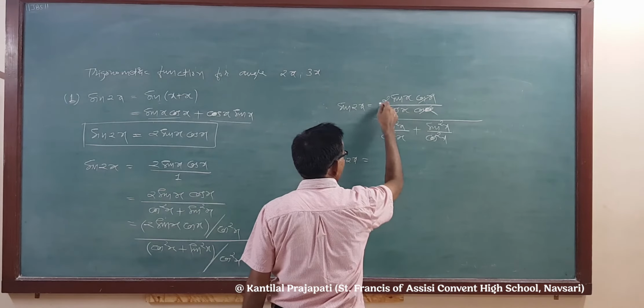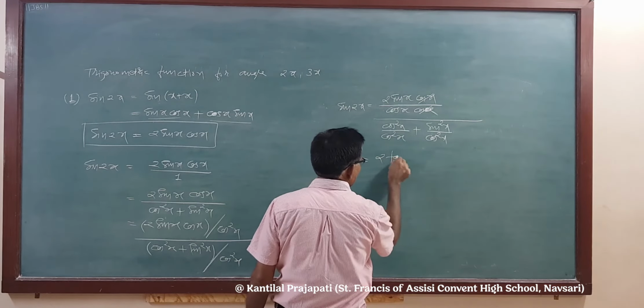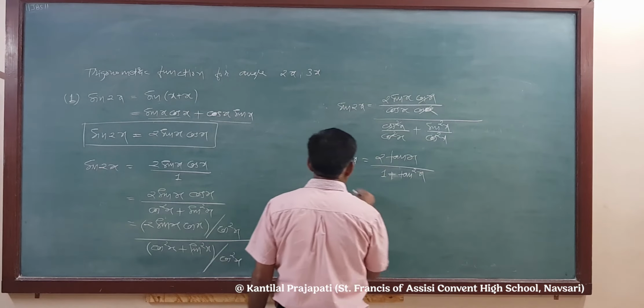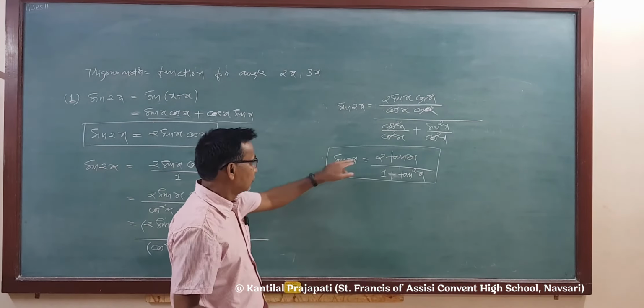Sin x upon cos x into 2, and 2 sin x upon cos x, that is tan x. What is cos square x upon cos square x? Cancel, you get 1 plus sin square x upon cos square x, that is tan square x. So this is another formula in terms of tan x: sin 2x is equal to 2 tan x upon 1 plus tan square x, right?